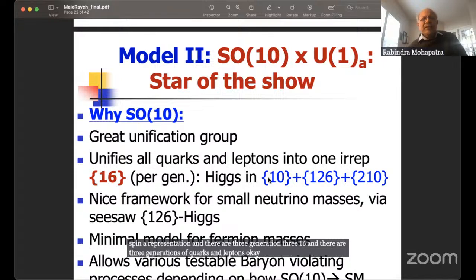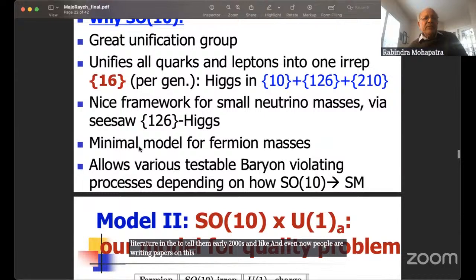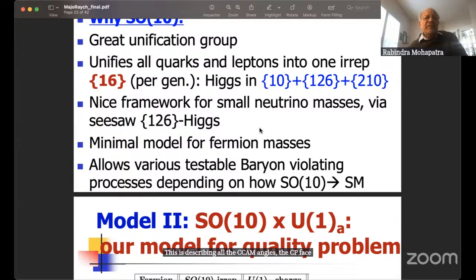And then the Higgs you can choose for a renormalizable model. You can choose it with 10, 126, and 210. And this is a very nice framework for neutrino masses because the 126 gives you the seesaw mechanism, and the 210 breaks the grand unification symmetry, and the 10 and 126 give rise to the quark and lepton masses. And this kind of model has been analyzed a lot in the literature in the early 2000s, and even now people are writing papers on this. So this is a very minimal model for all fermion masses, including the neutrinos. And that's very successful in describing all the CKM angles, the CP phase, and quark masses and everything.